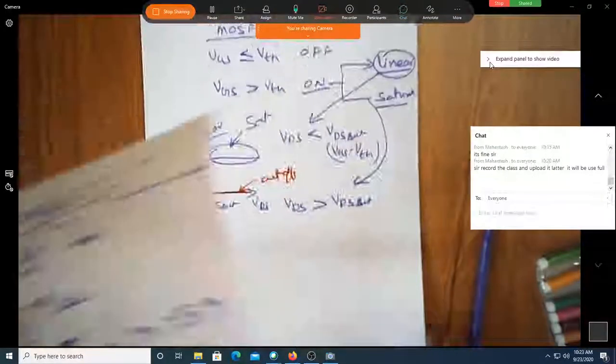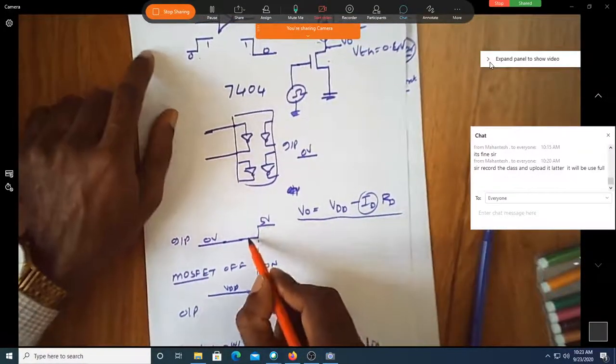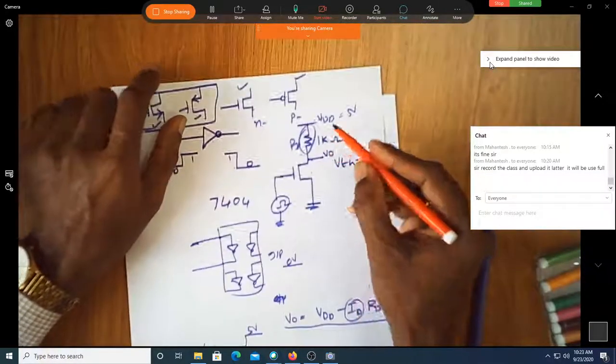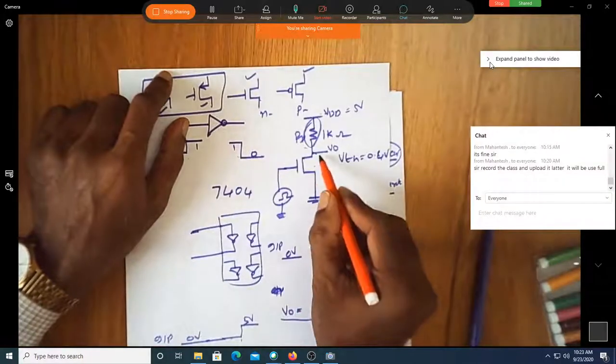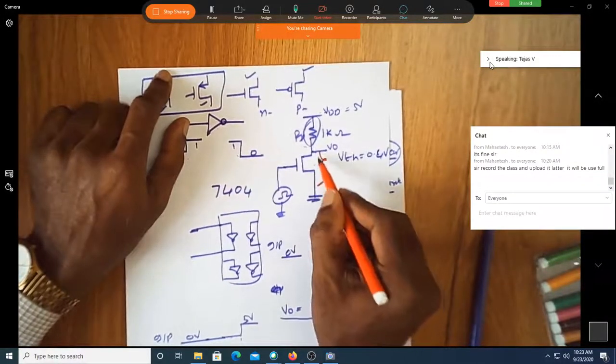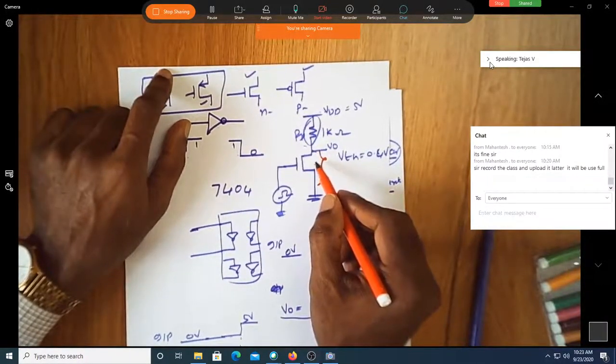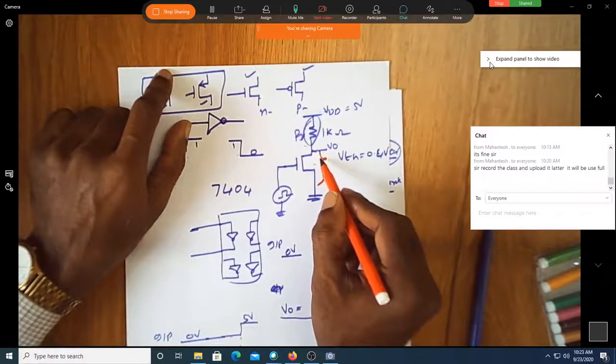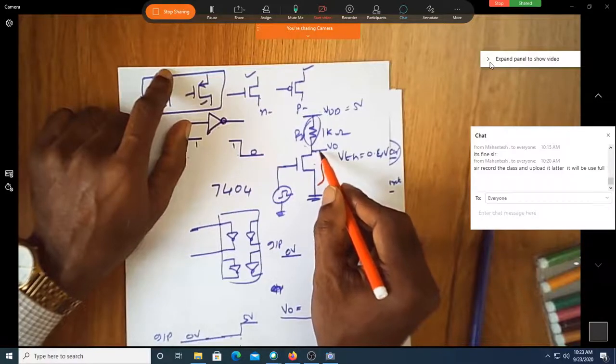Now, see here, as soon as you apply the input voltage, current starts flowing. Current starts flowing here. Then, what will be this voltage that will be left out here? What will be the voltage here that is left out? Threshold voltage, here, between drain and source.